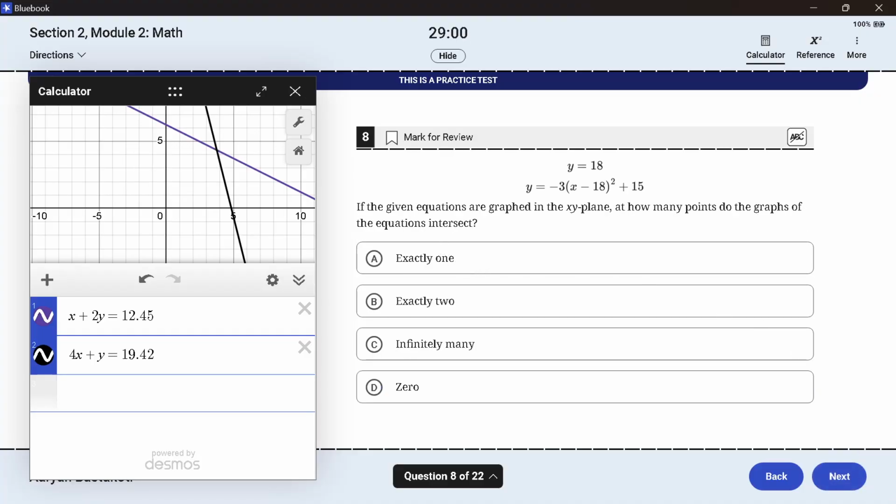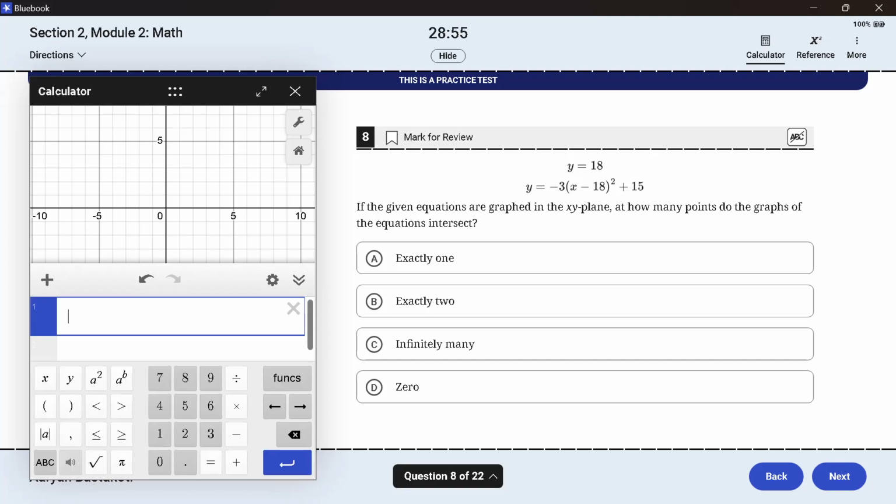If the equations are graphed in the xy plane, how many intersection points are there? Again, you could easily use Desmos for it. This is a simple option. It is either 2 or 1 or 0. It can't be infinitely many, since this is a linear equation and the second one is a quadratic equation. And if we put in the values 18, 3, 3, 1, minus 1. Okay, I think it's 0, but still you could easily do it in Desmos.